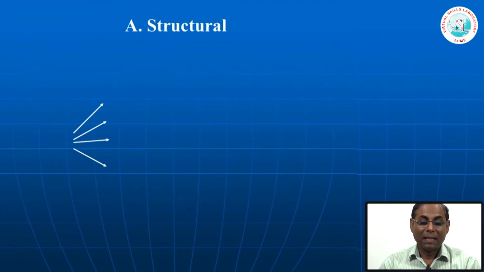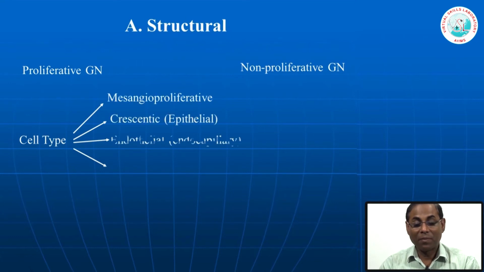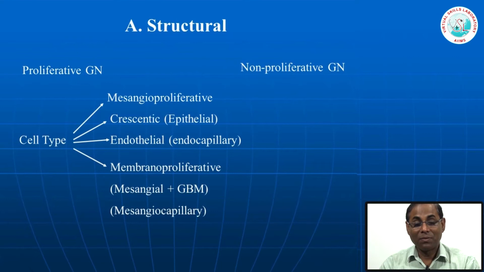Similarly, coagulation factors can be activated in pro-inflammatory conditions, and that can cause glomerular injury. Now, let us come to the next phase, proliferative glomerulonephritis. As I mentioned in the introduction, according to cell types you can classify proliferative glomerulonephritis. There is mesangial proliferative glomerulonephritis, crescentic glomerulonephritis, which is mostly associated with podocyte proliferation, and endothelial proliferation leads to endocapillary proliferative glomerulonephritis. There may be membranoproliferative glomerulonephritis, where both glomerular basement membrane abnormality and mesangial abnormality can be superimposed.